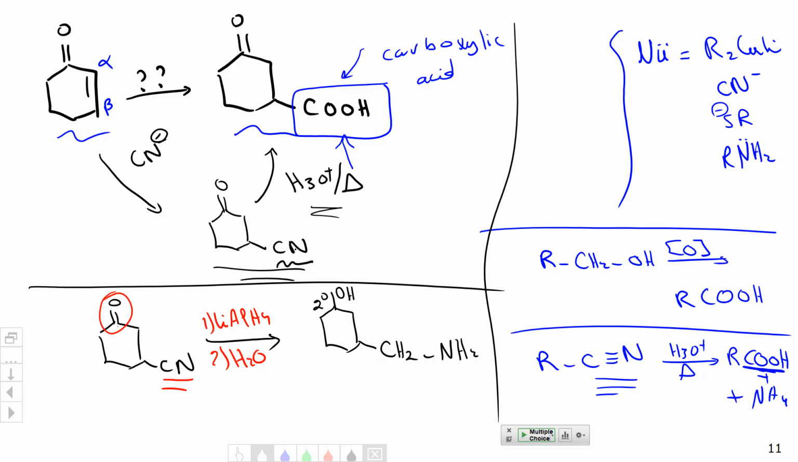Does this make sense to you guys? Where are we going with this? In the exam, the practice, or OWL, you could see this as a starting material and this as an end material, or it can be just this as a start material and this as an end material, and you're asked to do the multiple steps. Always link the C triple bond N, or the nitrile, to the carboxylic acid and the primary amine.